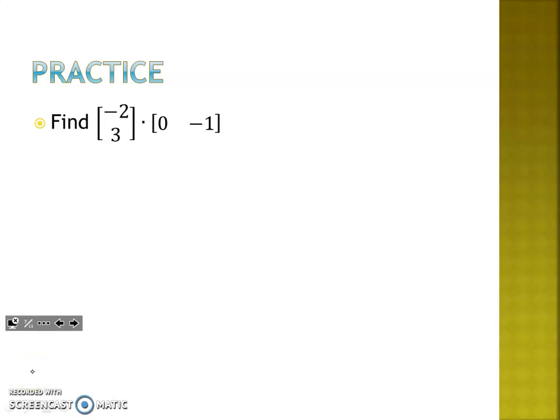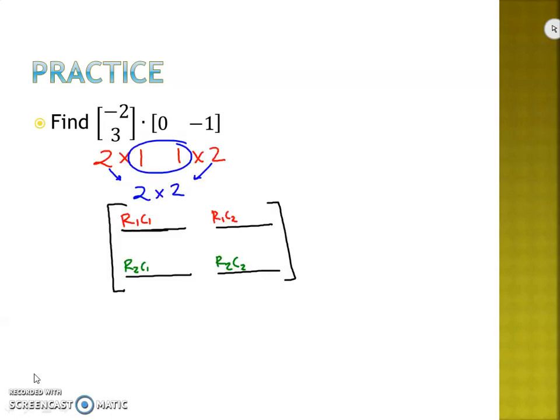I want you to figure out, can you multiply this? Go ahead and try this. This one's a little bit tricky. Go ahead and pause your video, give it a shot. I know I'm jumping, but pause the video so you can get caught up, and try this on your own. First off, 2 by 1, 1 by 2. We've got a 2 by 2 product. So row 1, column 1, row 2, column 1, row 1, column 2, row 2, column 2.